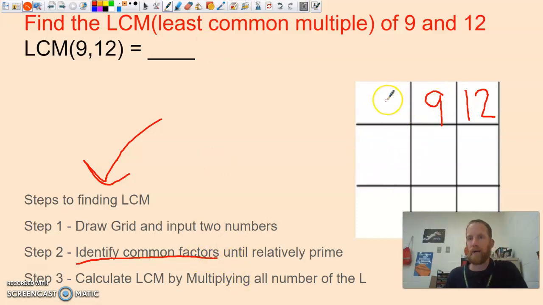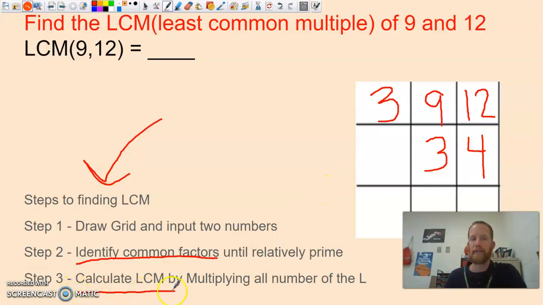So 9 and 12 have a common factor of 3. So I take 9, divide it by 3, and I'm left with 3 under the 9. 12 divided by 3 gives me 4 underneath the 12. At that point, I ask myself, are 3 and 4 relatively prime? Yes. So we are done drawing our grid.